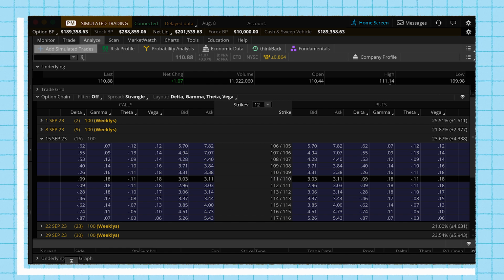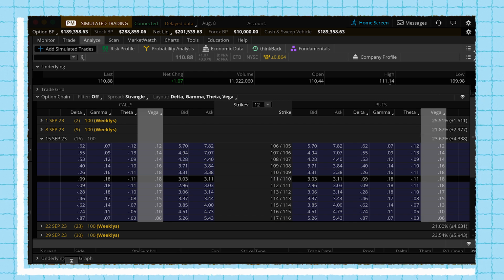If I go to the Add Simulated Trades tab, I can see the Greeks listed in the option chain. Take a look at the Vega column. Notice that Vega is higher near the at-the-money options. If the stock stays between the strikes, the trade needs higher implied volatility to be profitable.